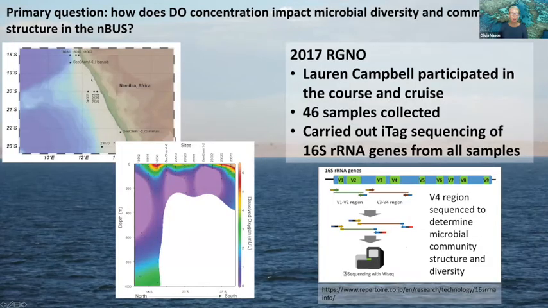All right, so she showed this map and she showed our oxygen concentrations as you move from the surface deeper into the water column. So let's revisit our primary question here. How does dissolved oxygen concentration impact microbial diversity and community structure in the NBUS? And Lauren already showed how she collected samples, and she ended up getting 46 samples. And as she said, we carried out iTag sequencing of 16S rRNA genes. And she did a nice job explaining why we use 16S rRNA genes. It's because it's an excellent taxonomic marker.